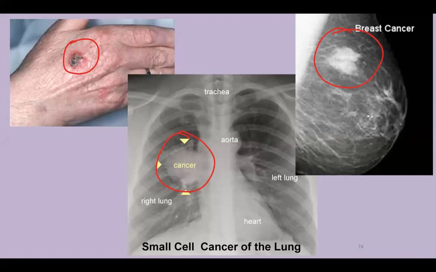And then you can see in between the lung cancer and the breast cancer, it's kind of easy to spot tumors because they appear really dense. And so they appear more white on the X-ray. The reason why they appear more white is because they are dense. They are dense because they are masses that should not be there.